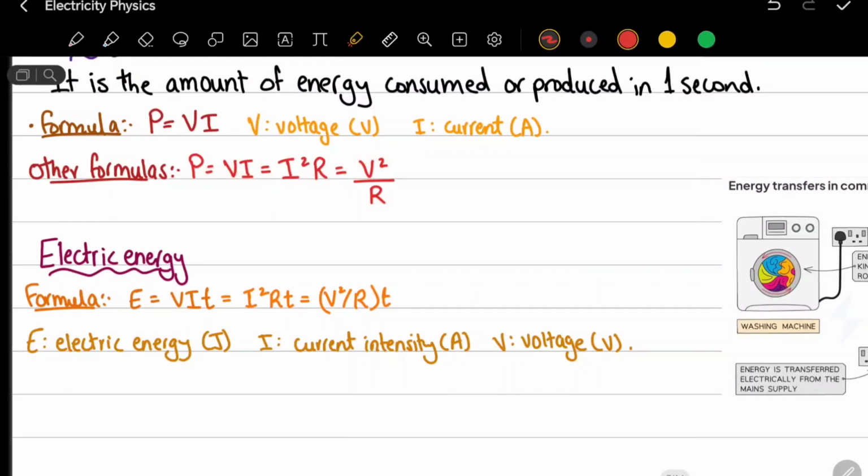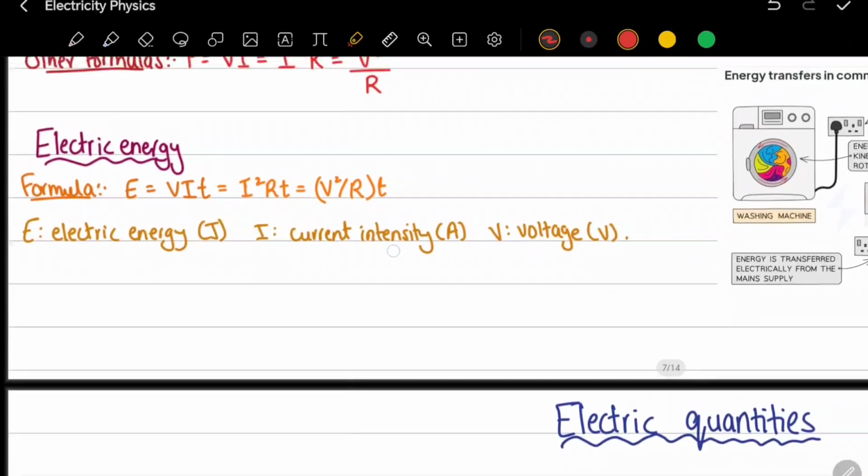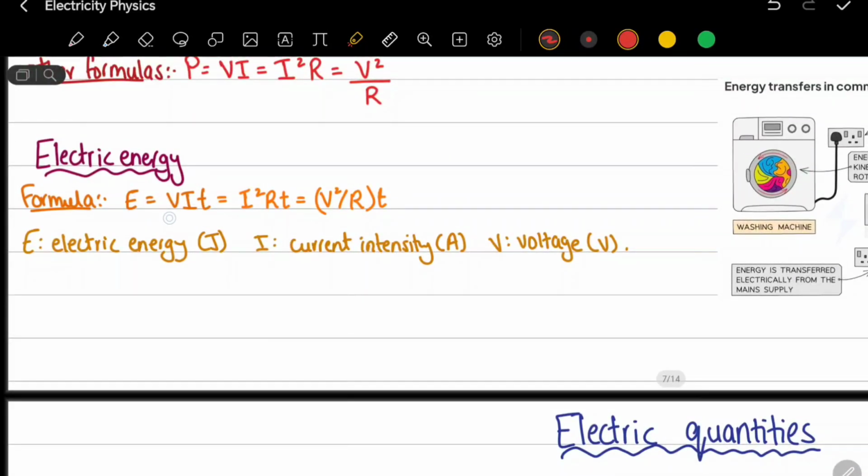Now discussing the electric energy. The formula of electric energy is E equals VIT. E is the electric energy, which is represented in joules. I is the current intensity, which is represented in amps. And V is the voltage, which is represented in volts.